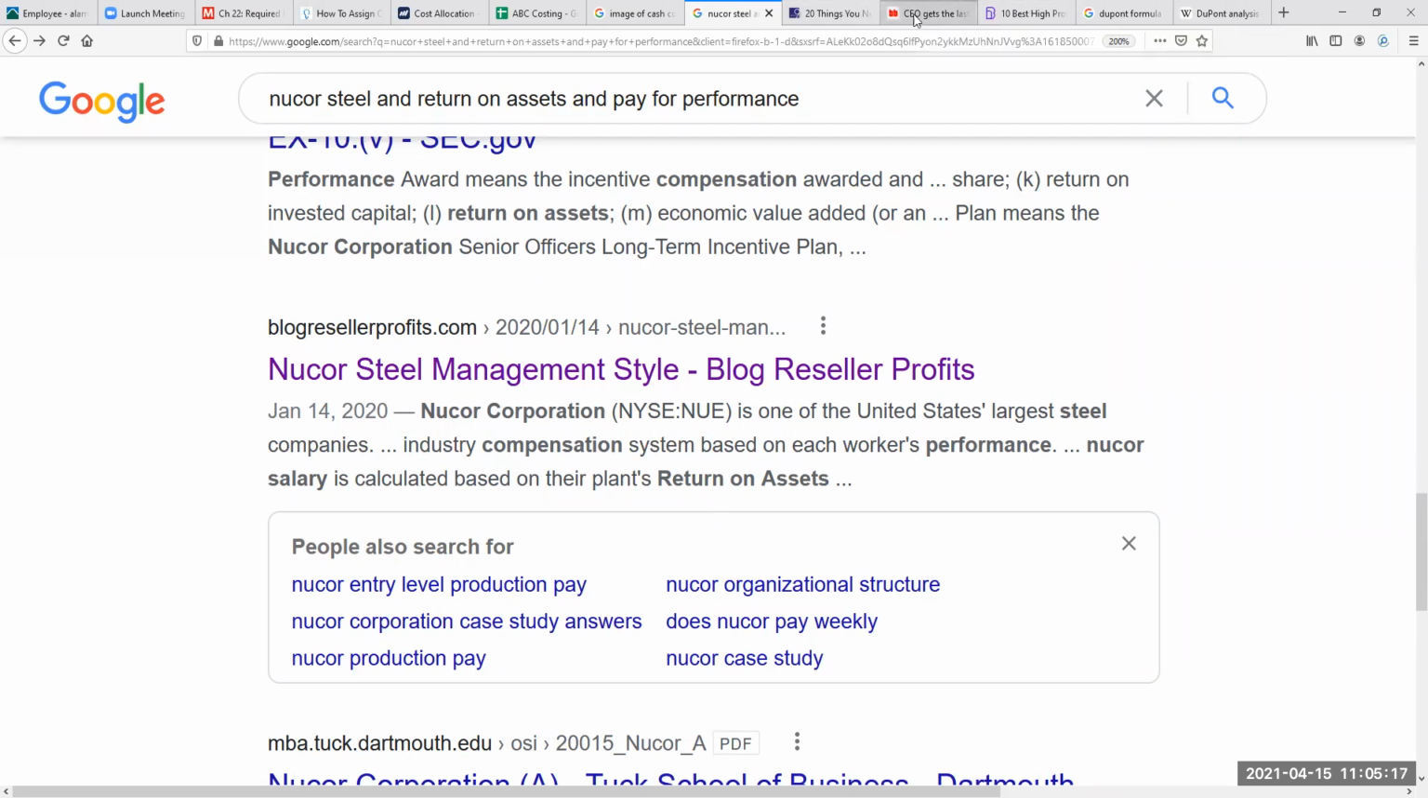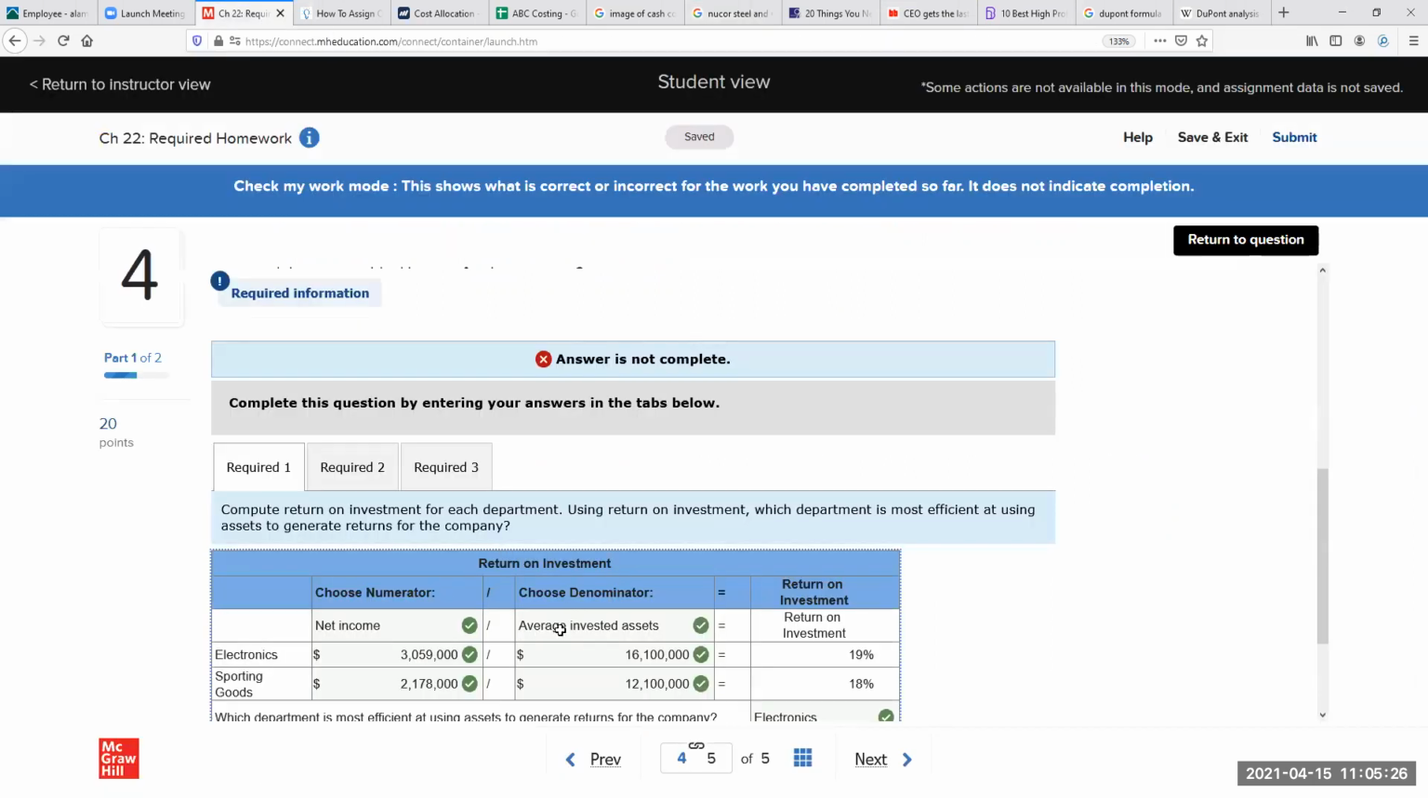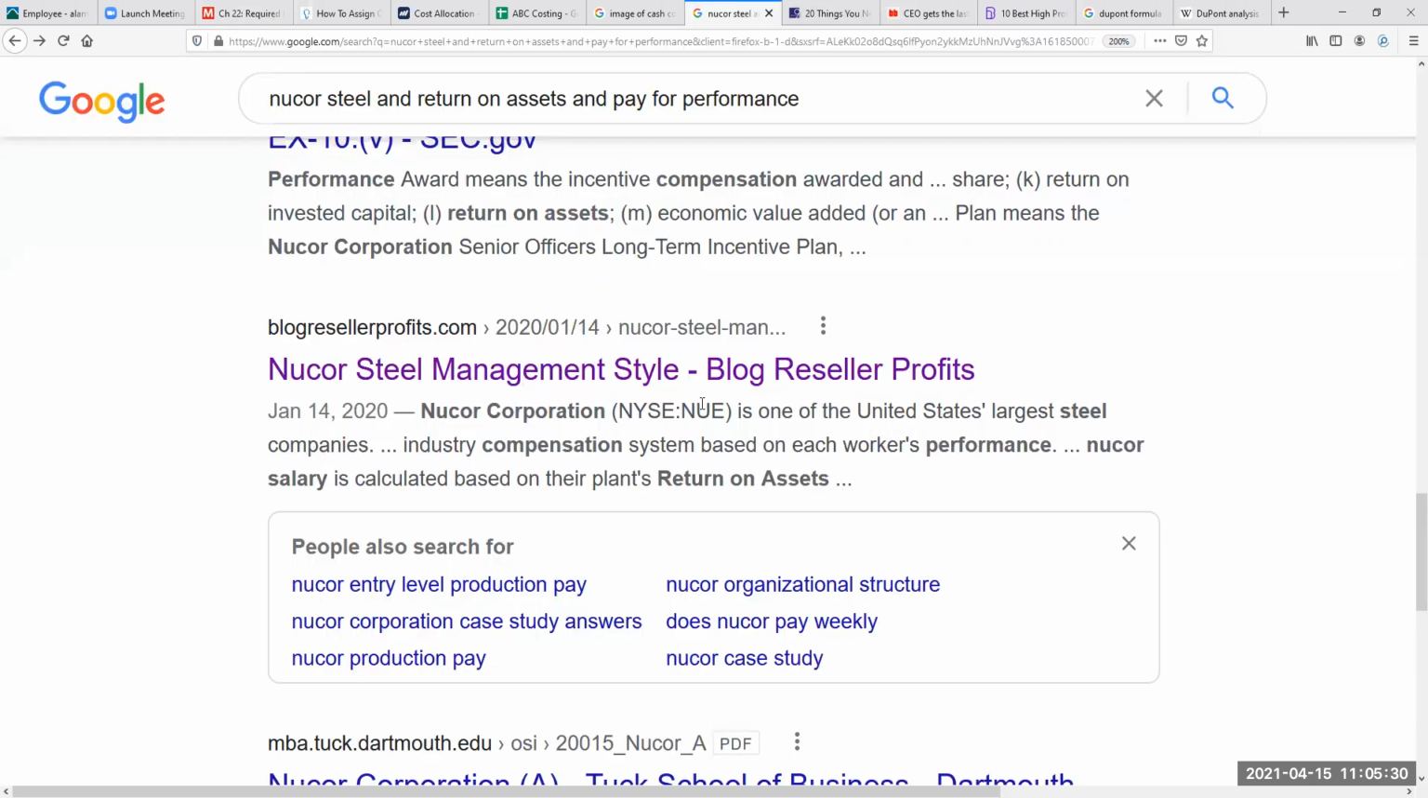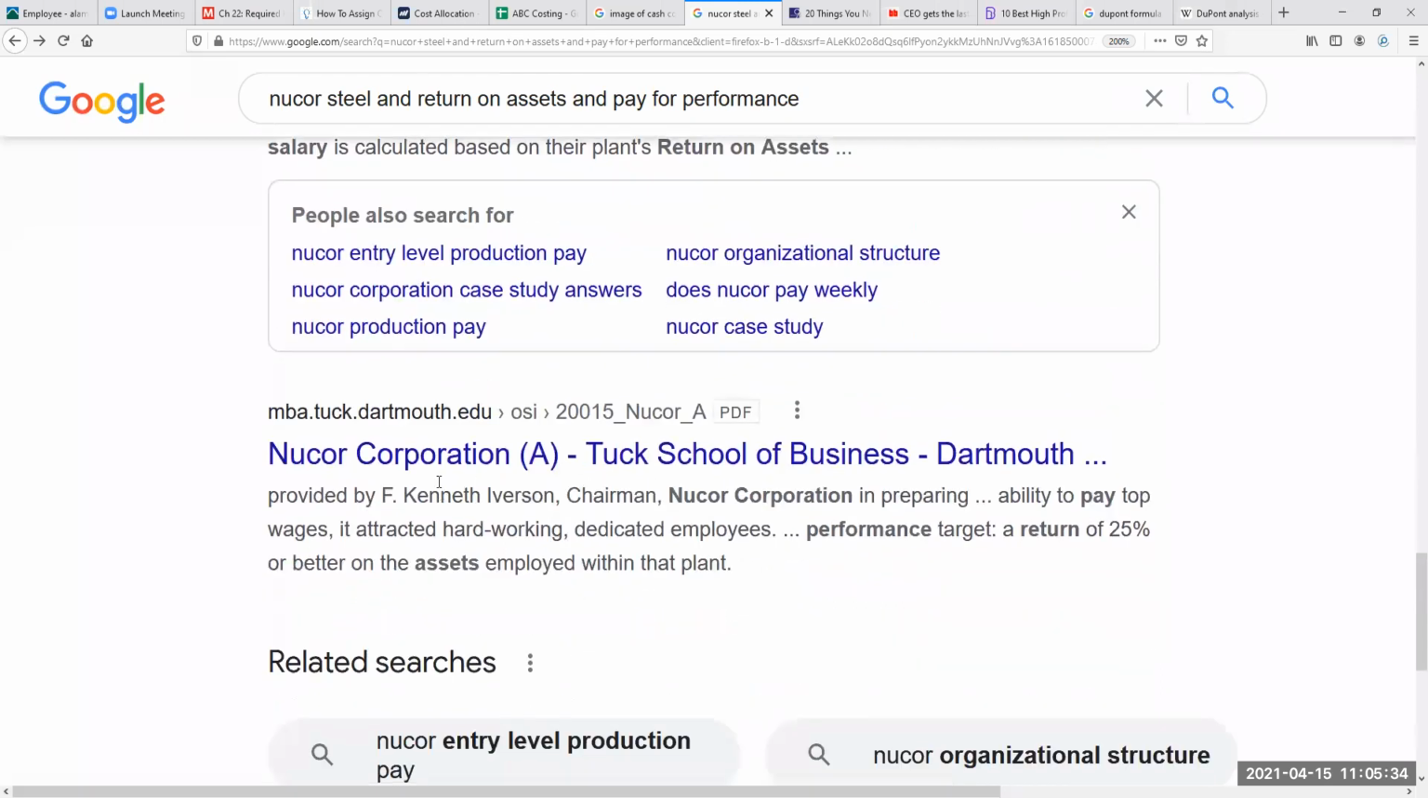Let's see. All right, so let's go back and do the problem now. So that was return on assets. I'm telling you that you can use this in life to pay your people, because that is the measurement. I was trying to see what it is right here.